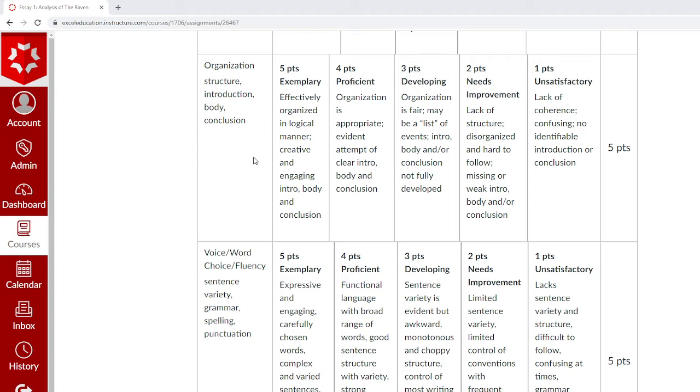You're going to notice on the rubric that if you have no introduction or conclusion for your writing, you're going to score lower. So let's look at that 1. Lack of coherence, confusing, no identifiable introduction or conclusion. Over here we mention a weak intro, body, and conclusion.